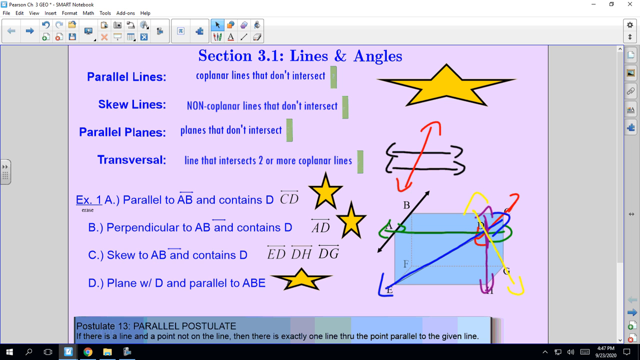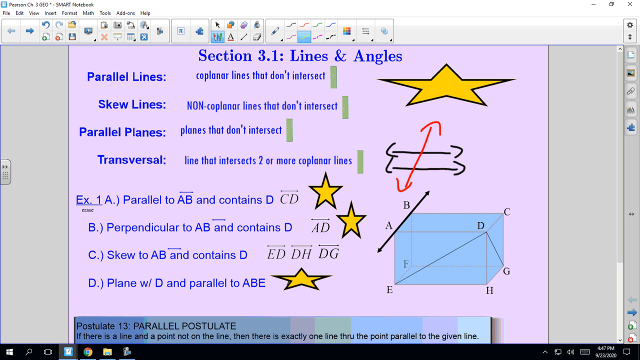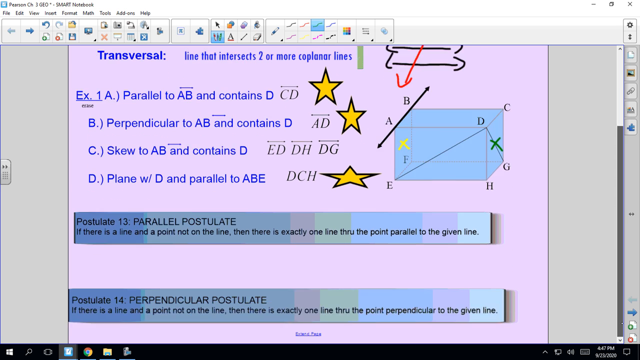Plane, we're looking for a plane with D and parallel to ABE. So a plane with D in it. And we want it parallel to ABE. So ABE is like the left side of the room here. It's over here. So we are going to find the plane parallel to that. That is DCH. That is over here on the right side of the room right here. So DCH is a plane with D in it that is parallel to ABE. Remember, for planes, we name them with three letters.